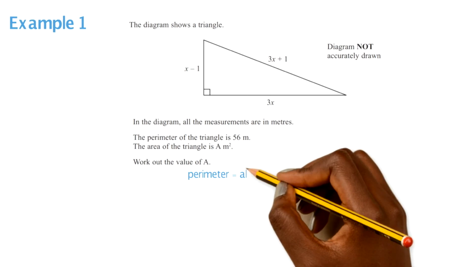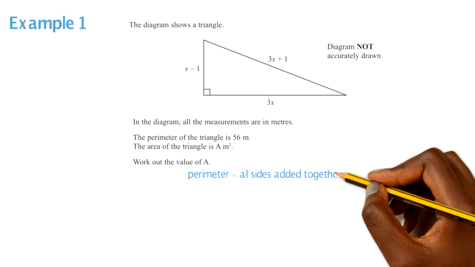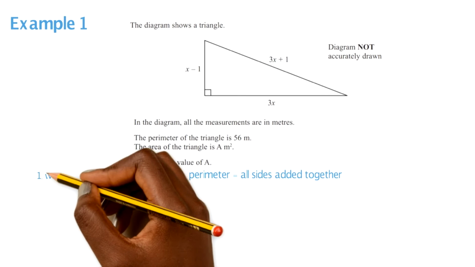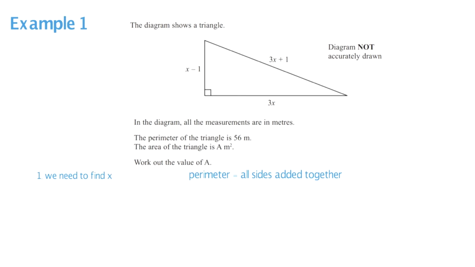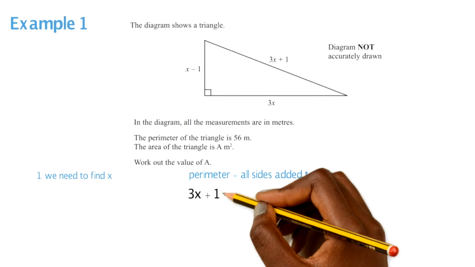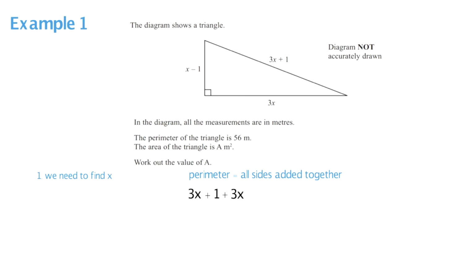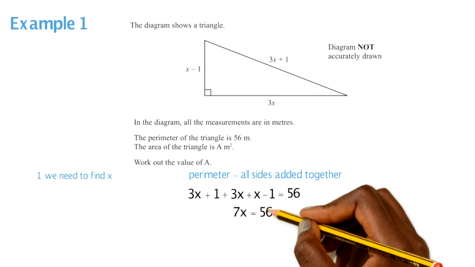So we know that perimeter is all of the sides added together, okay? It's really important. And so because we know that, we can basically add all the sides together. So the 3x, add the 3x plus 1, add the x minus 1, and make that equal to 56, since it's told us that the total perimeter is 56 meters. And now that we have written it like this, this will allow us to work out what x is, okay, which will help us to work out the area.